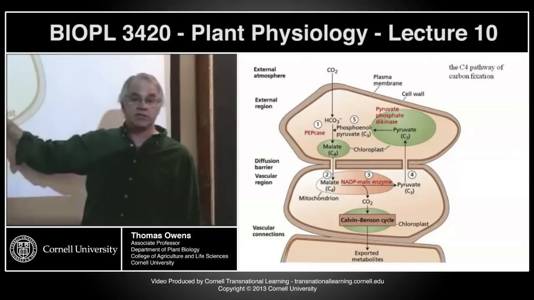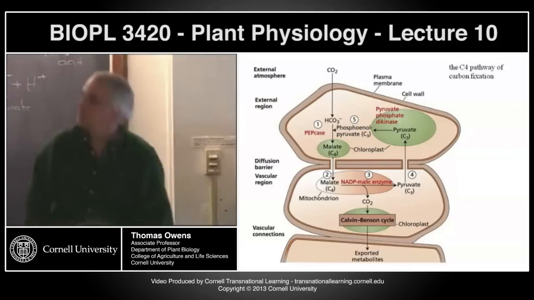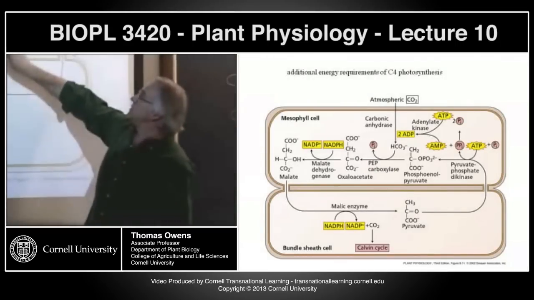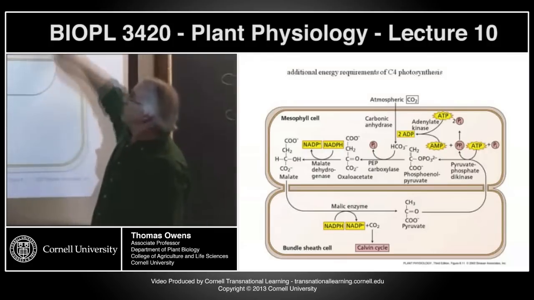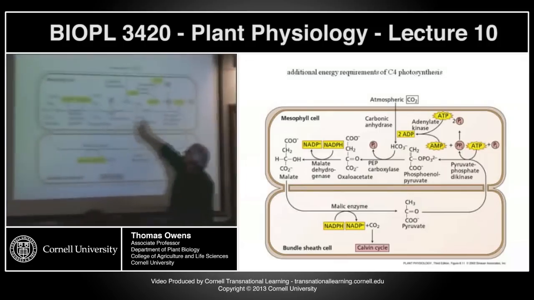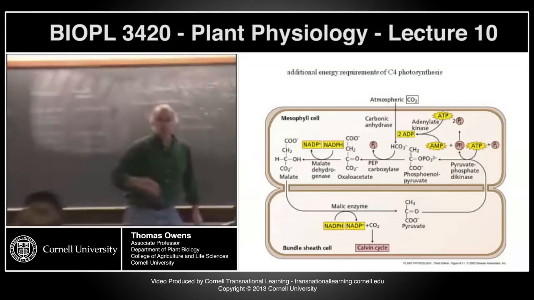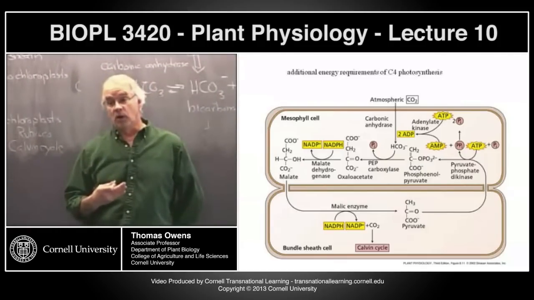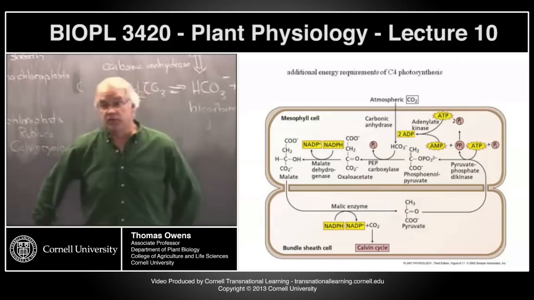There has to be an additional cost, and I think I have a slide that shows that additional cost. That additional cost is up here in the process that converts the 3-carbon acid pyruvate that comes back into the mesophyll cells into phosphoenolpyruvate. There are 2 ATPs required there. So there's an additional 2 ATPs that are needed for C4 photosynthesis beyond what is normally needed for the Calvin cycle.